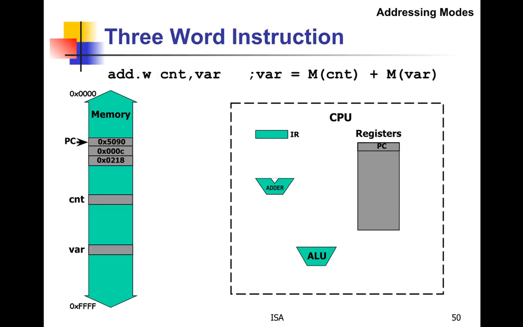Now, there's a 3-word instruction. This is really complicated because both the source and the destination are symbols, so let's look and see. Basically, it says variable gets whatever's in count plus whatever's in variable. So this is going to take quite a bit more because we've got to do both the source and the destination, and we're going to need like 5 words to do this, and it's going to take a bunch more cycles too. So let's see what happens.